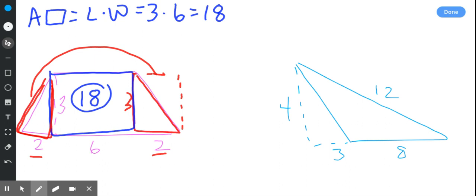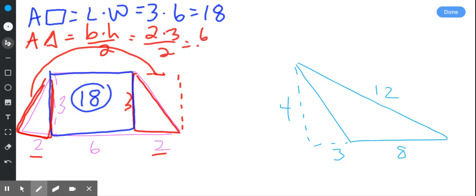But I know that the area of a triangle is base times height divided by 2. So both of them are the same in this case. Not always, but in this case, they both have the same base and the same height. So it'd be 2 times the height, which is 3, divided by 2. And then 6 divided by 2 would give me 3. So each of my triangles has an area of 3.